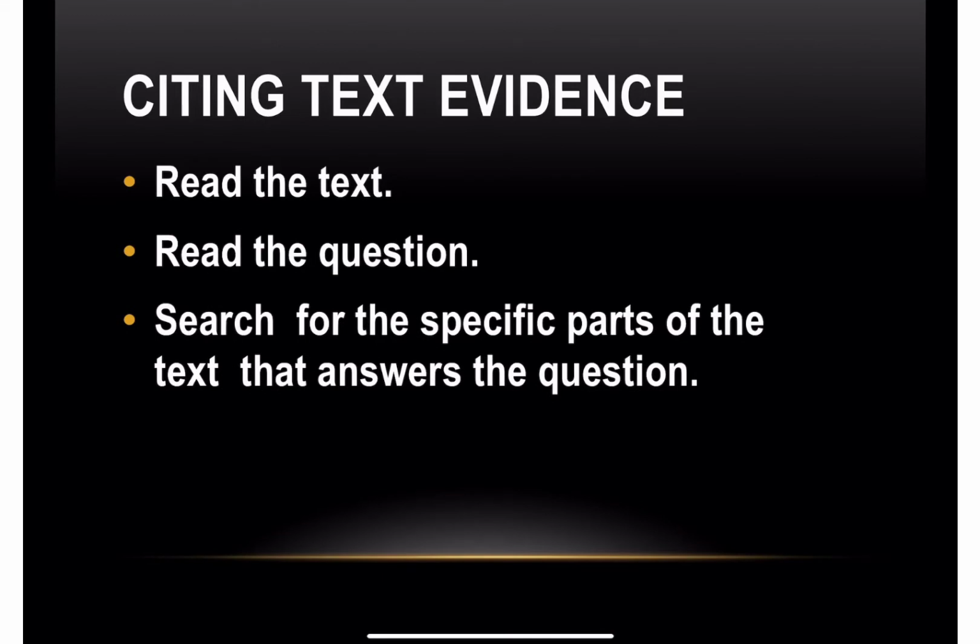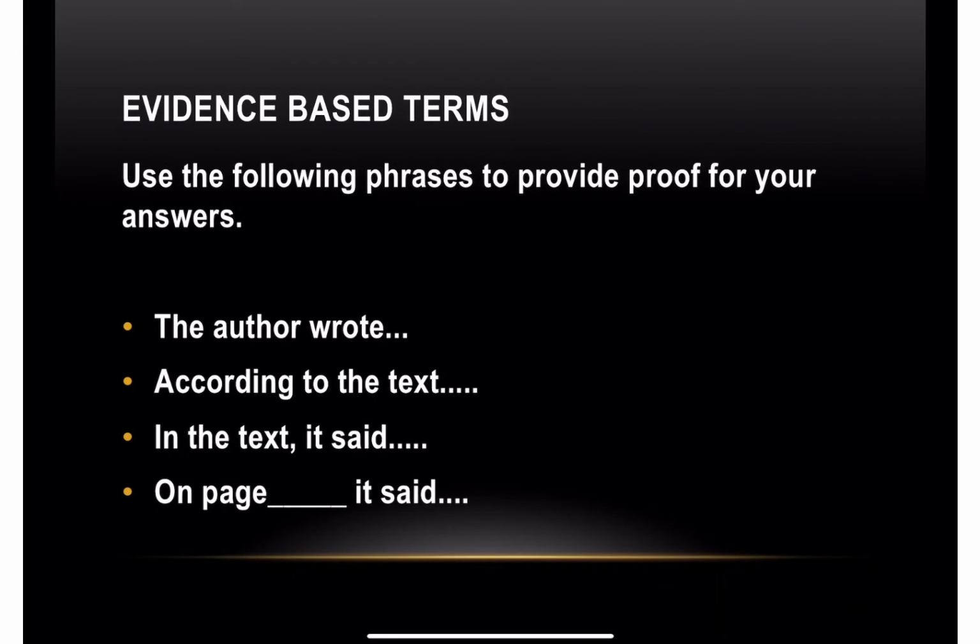When citing text evidence, the first thing you need to do is read the text. Then you need to read the question. You will then go back to the text, so you will return to the text for specific parts that will answer your question. Next, these would be the evidence-based terms that you're going to expect to use when answering your question.